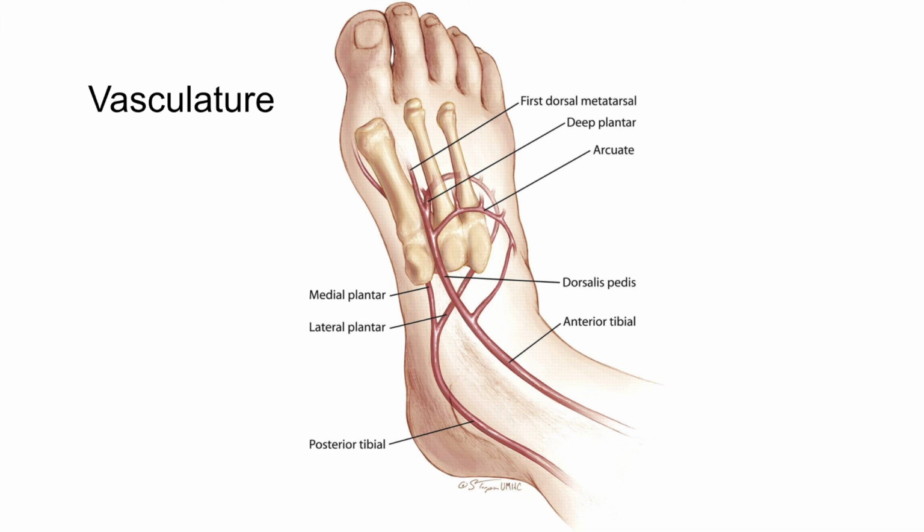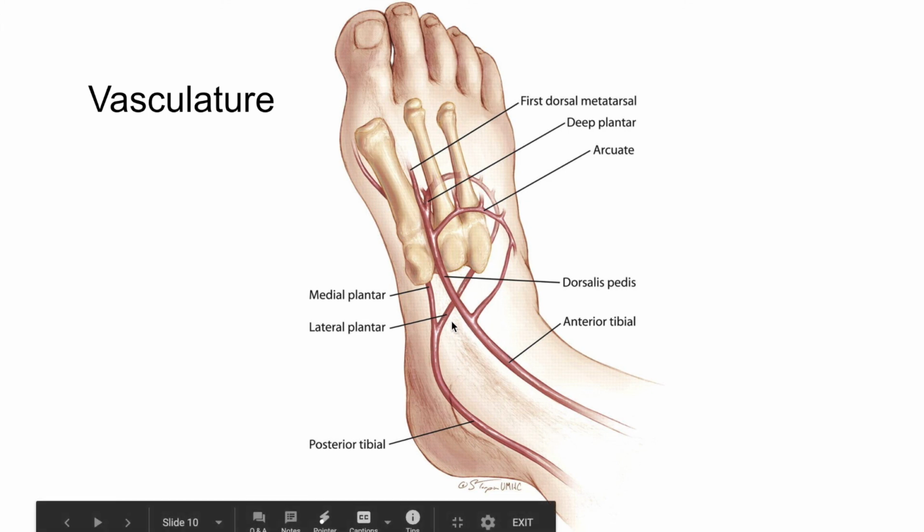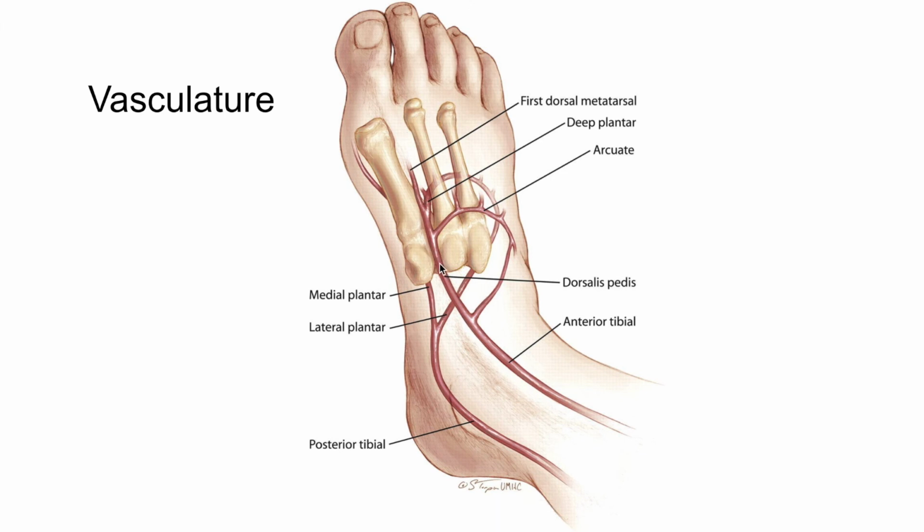The anterior tibial artery will become the dorsalis pedis, and this is often where we palpate the artery on the anterior surface of the foot between the medial and middle cuneiform bones, or between the bases of the first and second metatarsals.